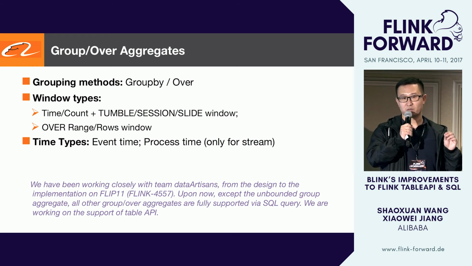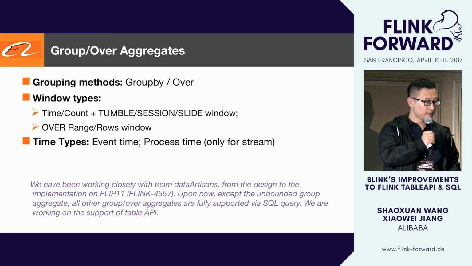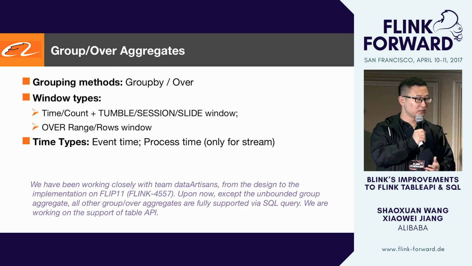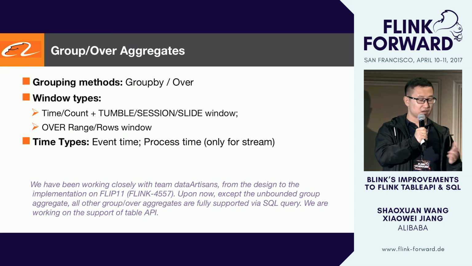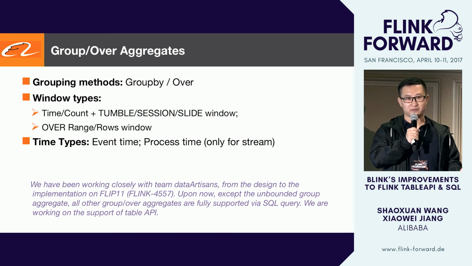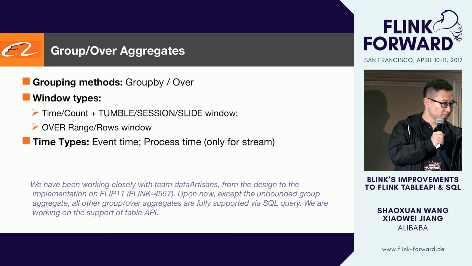And for the time types, we have event time and processing time. One thing I want to mention is that if the processing time is dedicated for streaming, it's not well defined. If you want exactly the same results as a batch, you have to use the event time. So we have been working very closely with the Flink community, with Fabian and Timo, and we have almost achieved all the group over aggregates. We are currently working on the table API for the over aggregates.